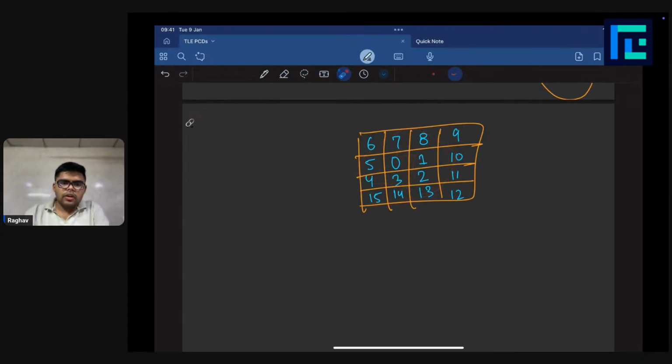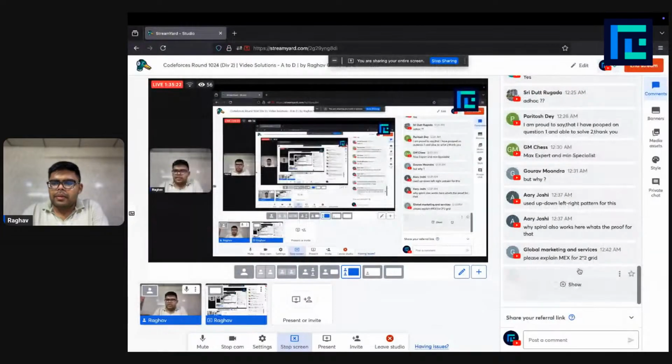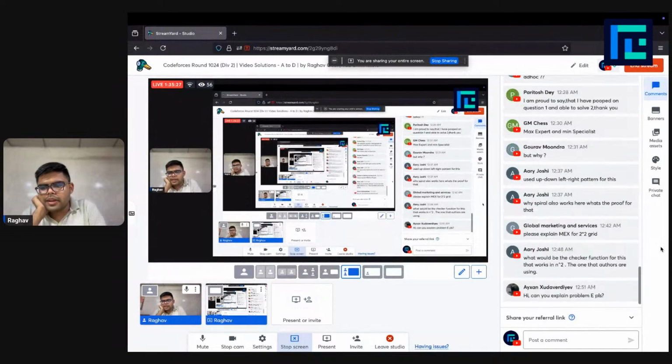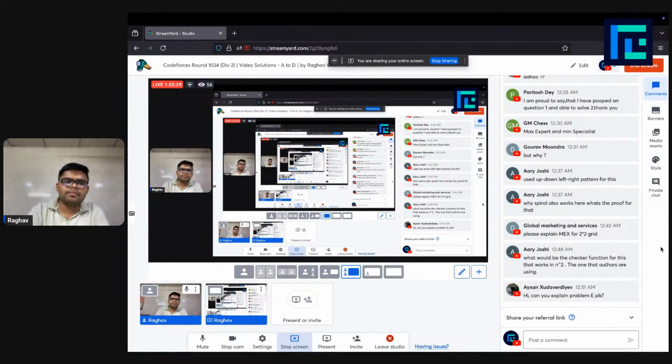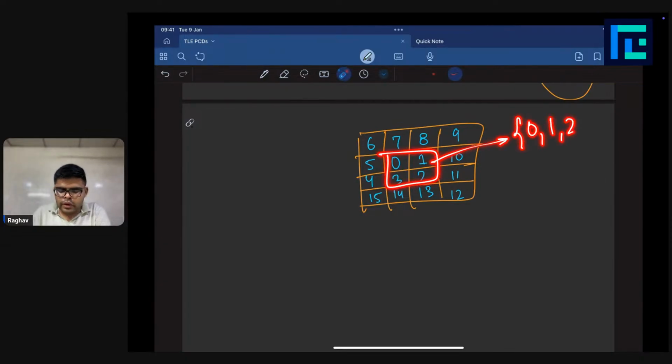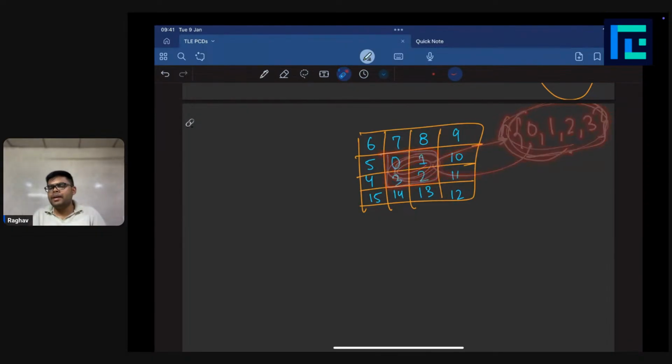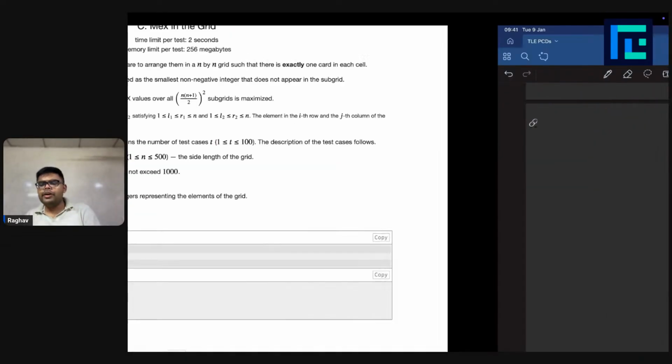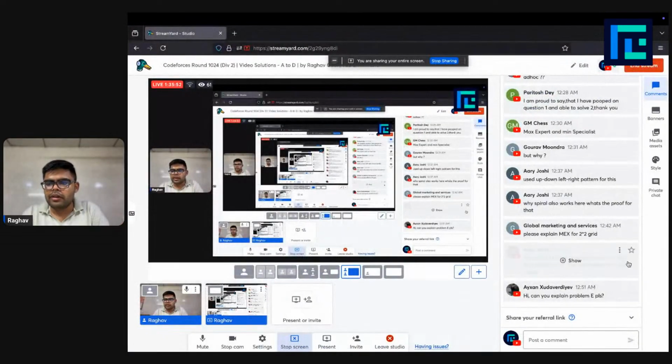Okay. So what's the feedback? Please explain MEX for a 2 by 2 grid. See, if you have a 2 by 2 grid like this one, the MEX of this thing would be equivalent to the MEX of 0, 1, 2, 3. Exactly. Just put all of these elements into an array and then find the MEX of that array. Do it in this way if it looks more convenient.